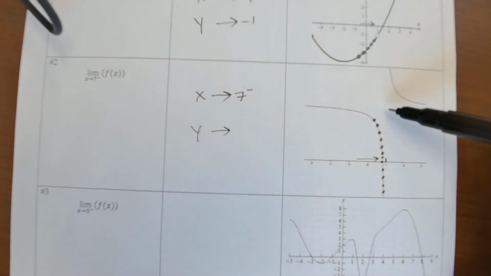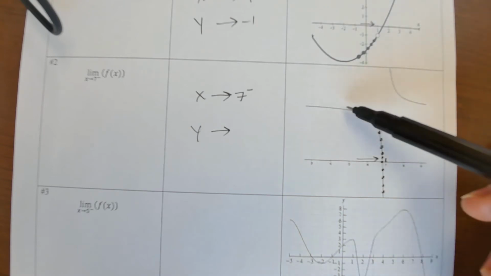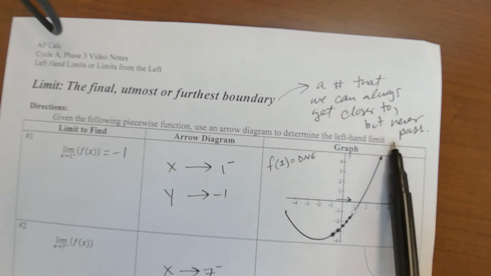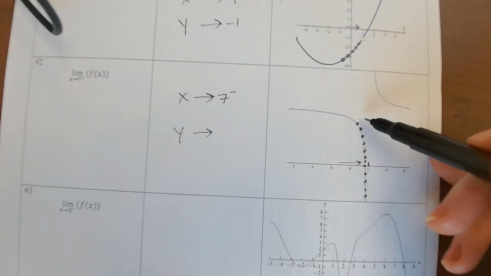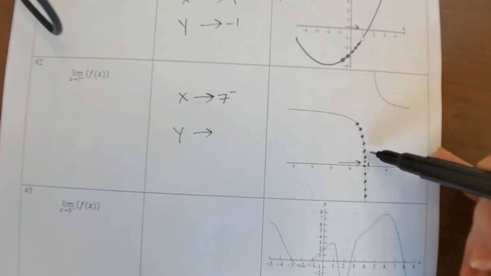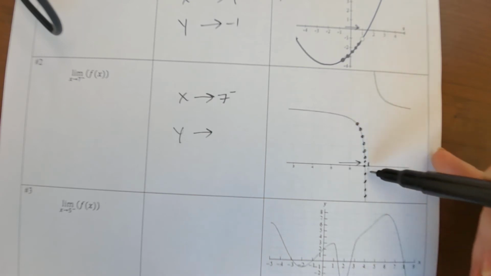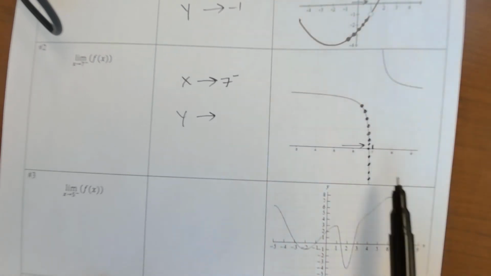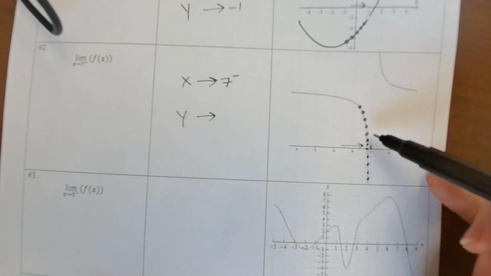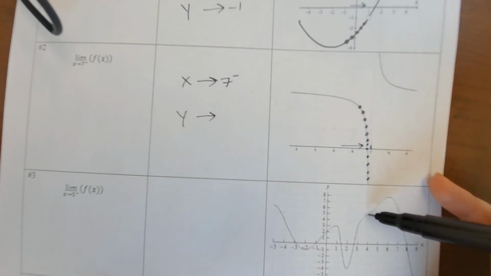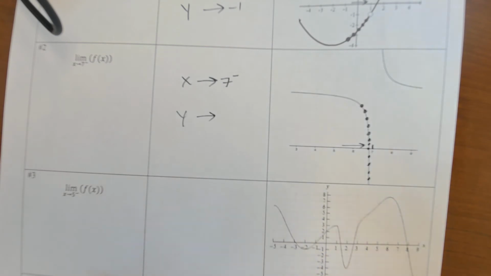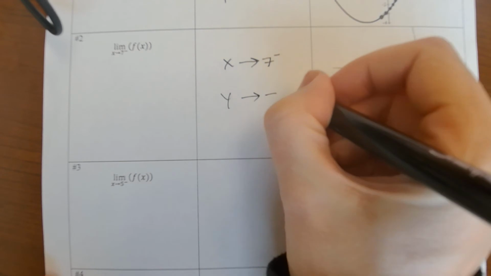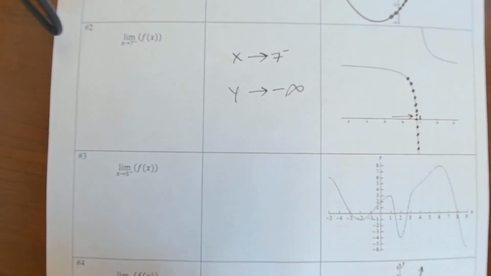Guys, this is an asymptote, all right? So these y values, there's not really a number that they're always getting closer to but never passing. Every consecutive one is just passing all of these y values. So as we get closer and closer to 7, these y values are going down even more, and they're just going to keep going because this is an asymptote. So really the y values are approaching negative infinity.